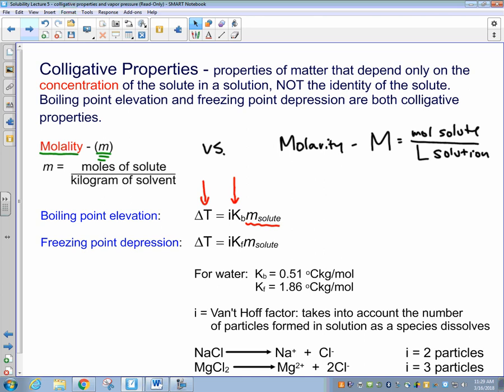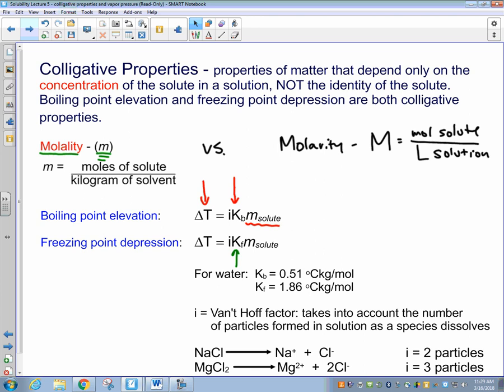Likewise, when calculating a freezing point depression, the equation looks almost the same. The big difference is now, rather than using the boiling point constant, which is solvent dependent, instead we use a freezing point constant as well, which really essentially tells you how large of a change in freezing point there is given the particular solvent you're actually using.